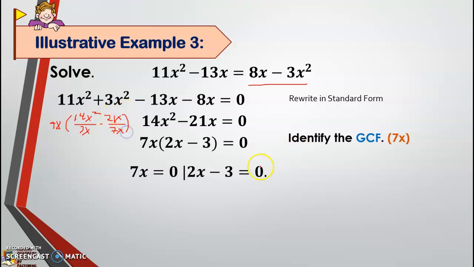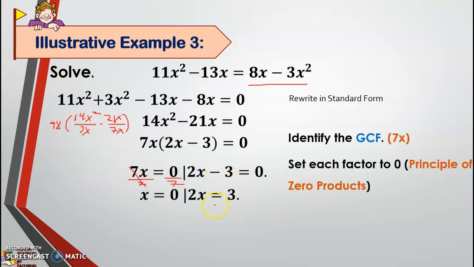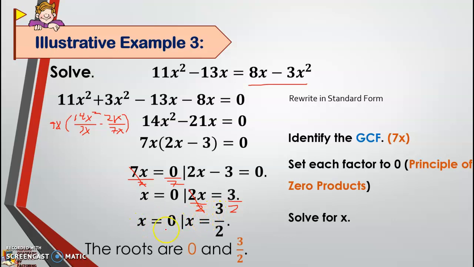Okay, so next you equate the factors to 0, right? And then solve for x. So basically x equal to 0, and then the other one, solve for x, so x equal to 3/2. So x equal to 0 and x equal to 3/2. The roots are 0 and 3/2.